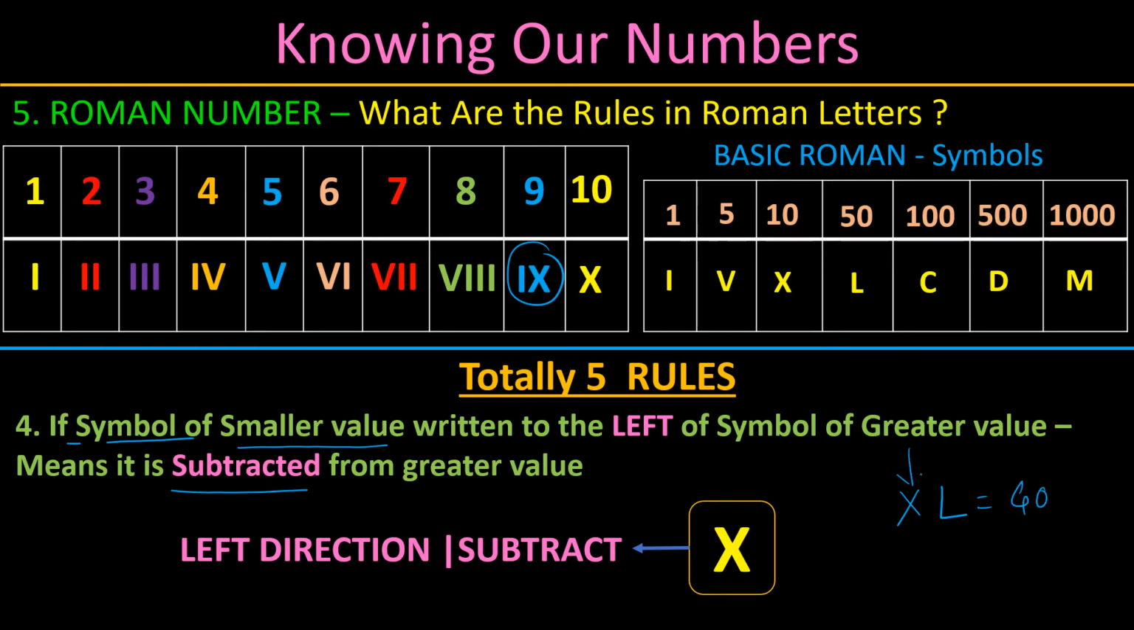Only one place we need to use before the larger number, and that is only subtracted. If you use one more, this is not allowed, because this becomes 30. For 30, the rule says X can be written 3 times. X can be written 3 times for 30. So why write this one? As per rules, this is not allowed. This is allowed.